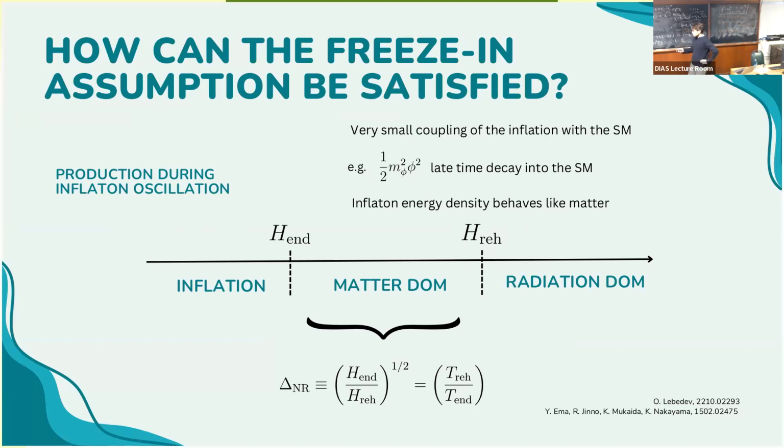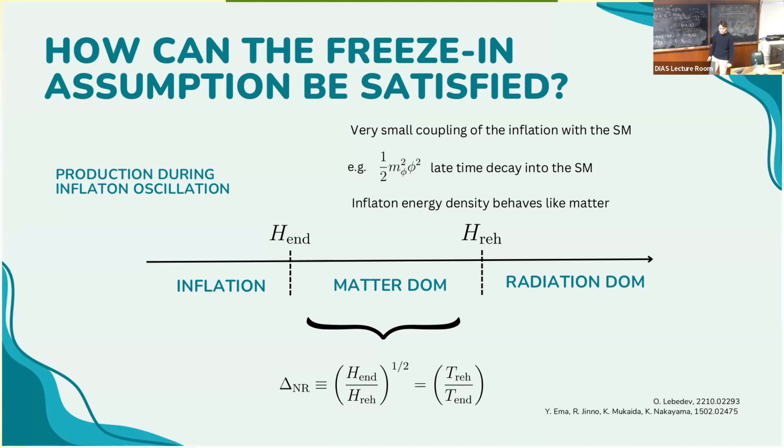We can have a very small coupling between the inflaton and the standard model, so that the inflaton can oscillate for a long time and create this matter-dominated epoch. Then we have this delta NR, which tells me how big the ratio is between the end of inflation and where my actual reheating happens, when the inflaton decays and creates the thermal bath.